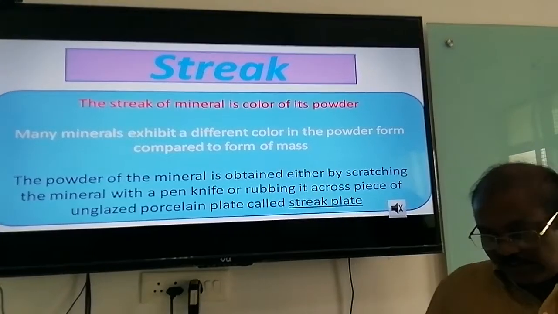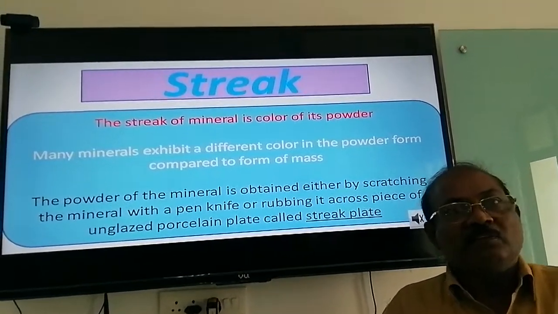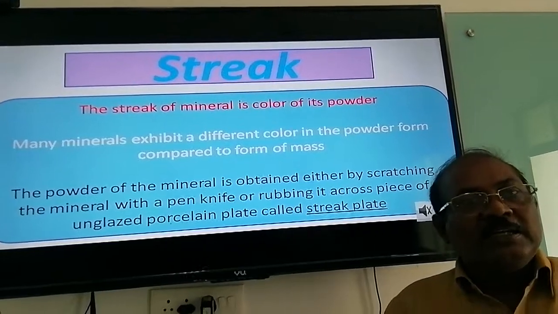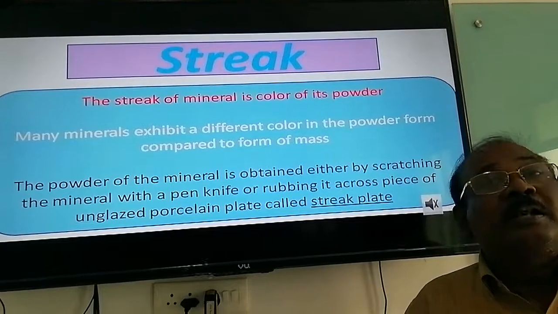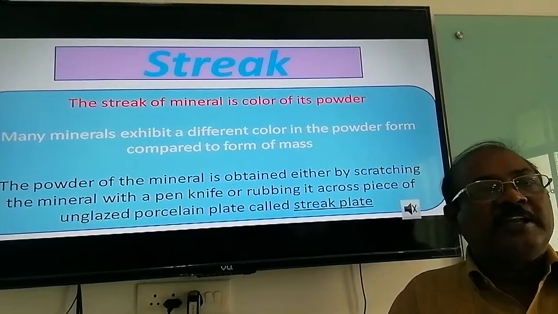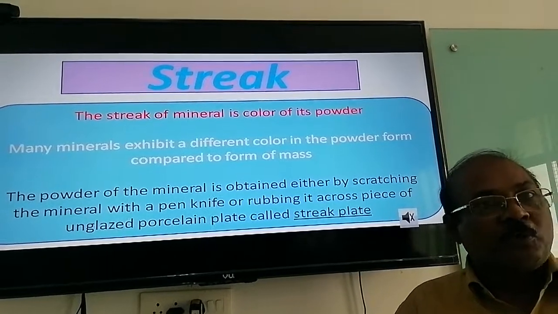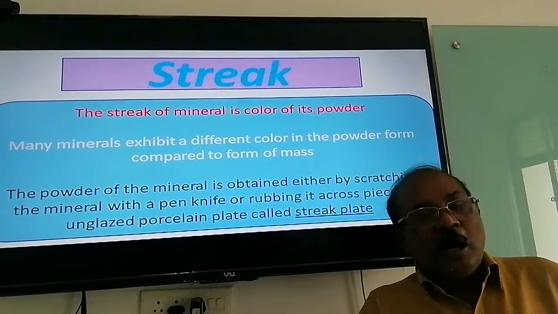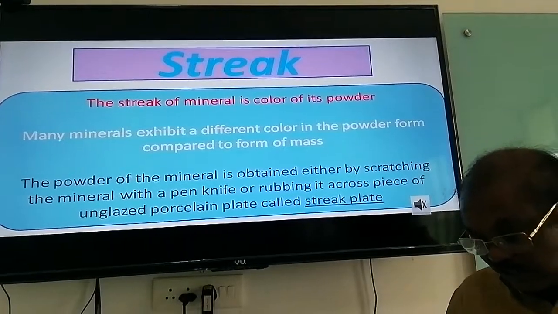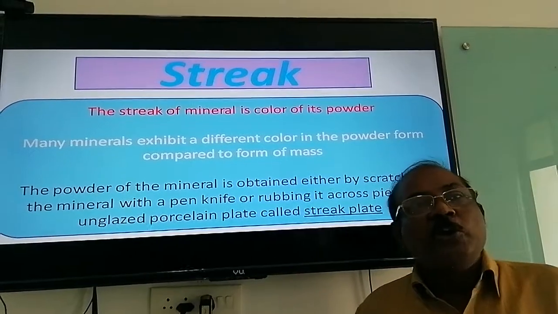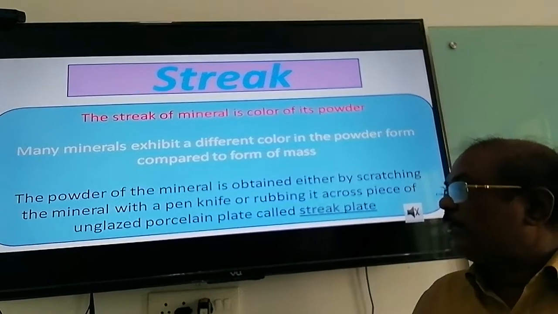Then streak. The streak of a mineral is the color of its powder. So there is a lot of difference between color and streak. In case of streak, we have to obtain the color of the mineral powder by scratching with a nail or with a knife, whatever the procedure adopted. The obtained color of the powder of the mineral is called streak. For this purpose, we use a streak plate, which is an unglazed porcelain plate.